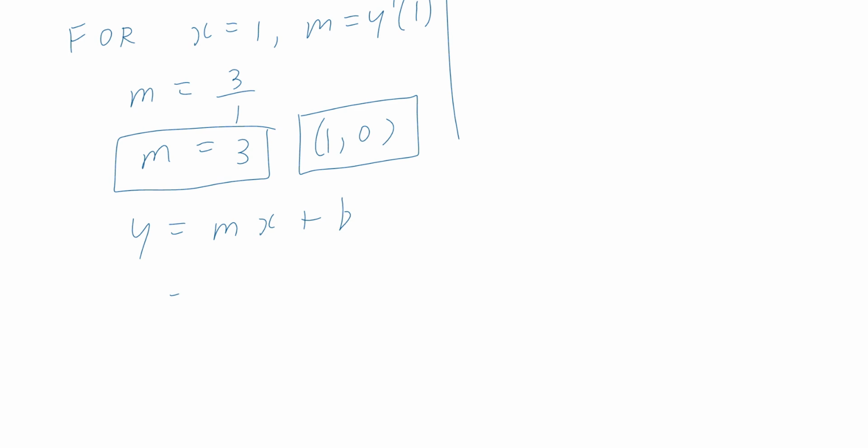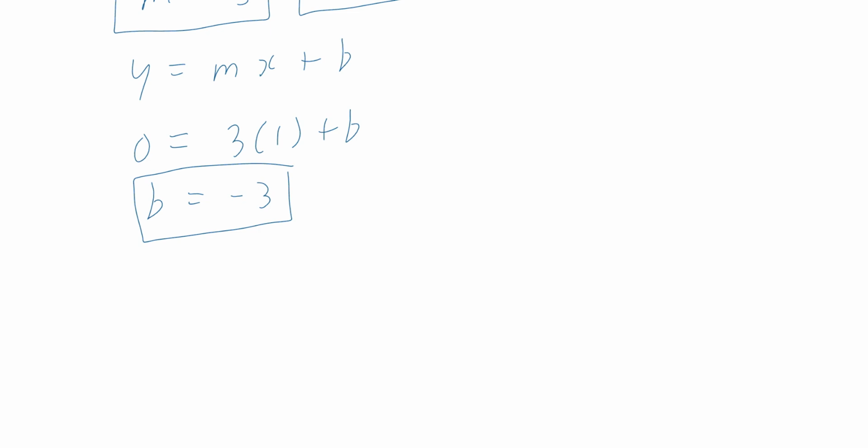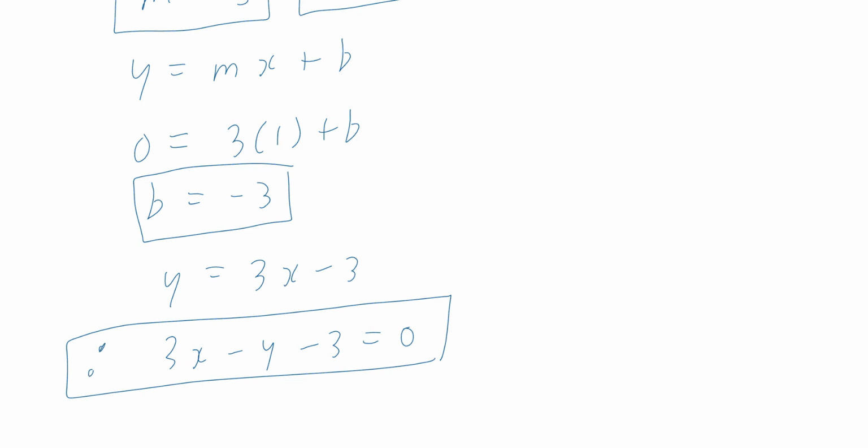y = mx + b. You're going to plug in m, x, and y, and solve for b. So b equals negative 3. Now the key here is to write it in standard form. Even though you may be thinking y = 3x - 3, what you really want to think about is 3x - y - 3 = 0. And we're going to come back to this.